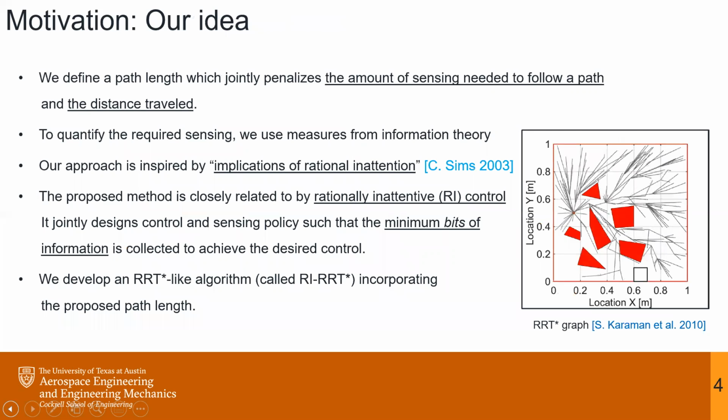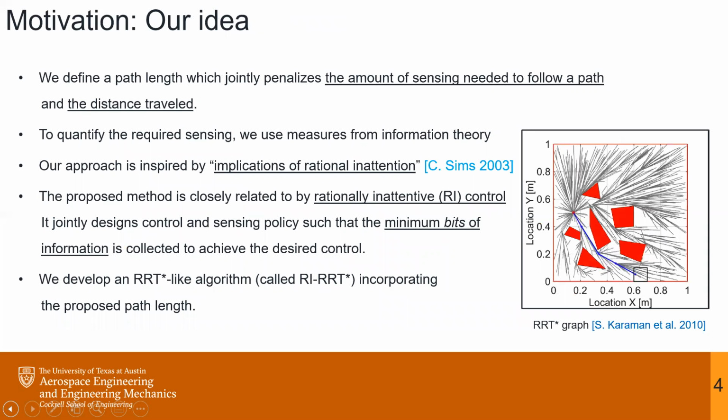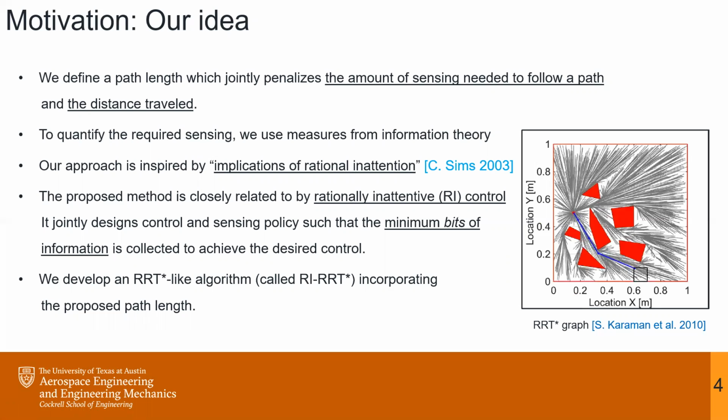Our idea is basically defining a path length which jointly penalizes the amount of sensing needed to follow a path and the distance traveled. We quantify the required sensing by using measures from information theory. Our approach is inspired by the famous paper, Implications of Rational Inattention. It is closely related to rationally inattentive control, which jointly designs control and sensing policy such that the minimum bits of information is collected to achieve the desired control.